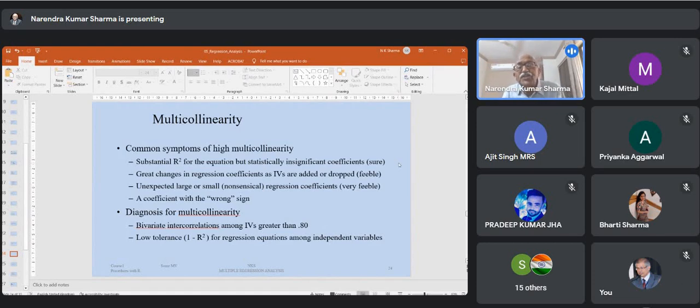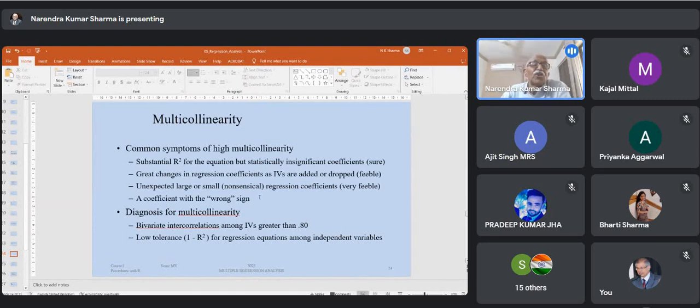Then there are great changes in regression coefficients if you add or drop certain independent variables. So if you have 5 independent variables, to begin with you took 4, then you added the 5th one, and suddenly there is a great change in the coefficients of all the variables. This is a feeble symptom of multicollinearity. Then unexpected, large or small or nonsensical regression coefficients, also very feeble. You expect a certain range of coefficients, but they are very large or very small compared to that. There may be multicollinearity or there may not, but that's a very feeble symptom of its presence.